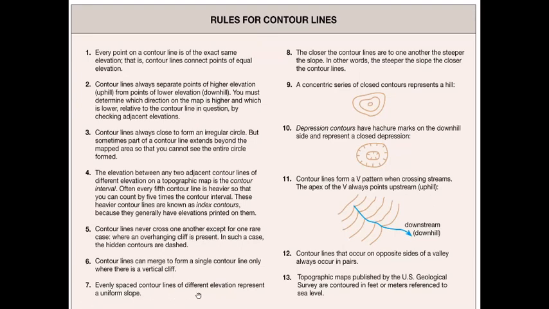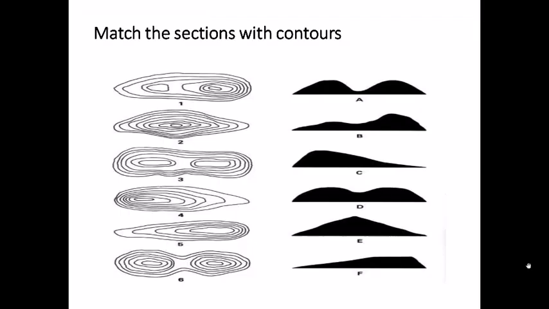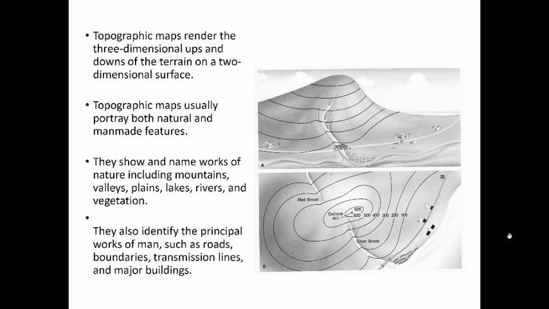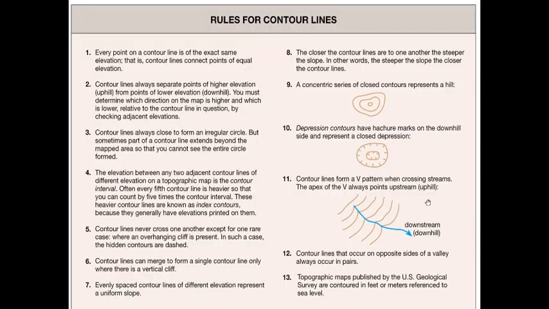Evenly spaced contour lines of different elevations represent a uniform slope. If you have contour lines that have equal distance between them, since the contour lines show you points of different elevation, and if they are evenly spaced and the contour interval is the same, that means that the land has a uniform slope. Otherwise, when the distance between them changes, that means the slope keeps on changing as you move along whatever land feature it is. The closer the contour lines are to one another, the steeper the slope. We discussed that. In other words, the steeper the slope, the closer the contour lines.